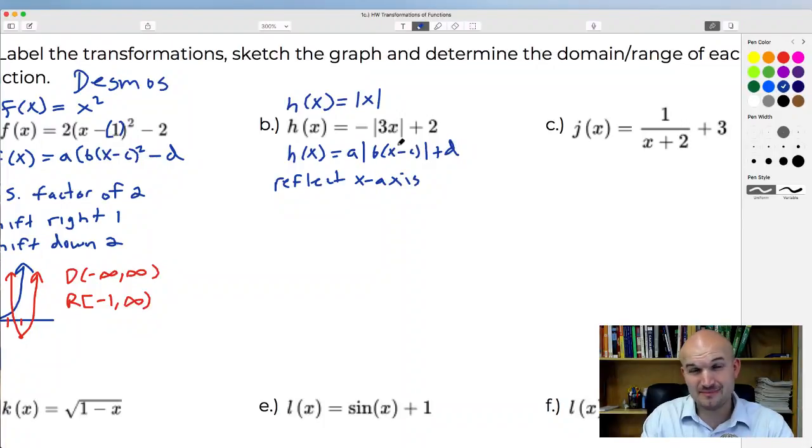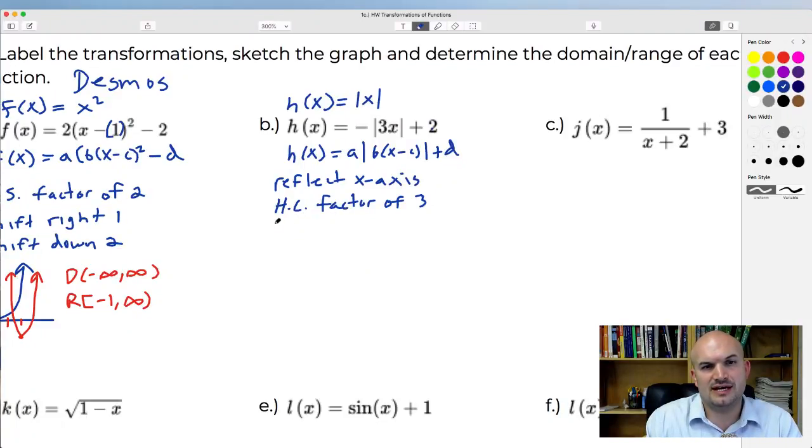I do not have a c. I'm not adding or subtracting inside of the function, but you can see that I have a multiplying by 3 inside. So that is going to be a horizontal compression, factor of 3. And then you see I'm adding a 2 on the outside, which will be my vertical shift. So I can say a shift up 2 units.